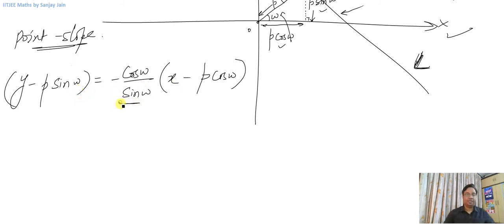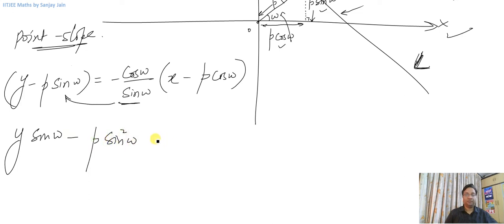So let me multiply this sine here. It will be y sine omega minus p sine square omega equals minus cos omega x, and this minus minus plus p cos squared omega.